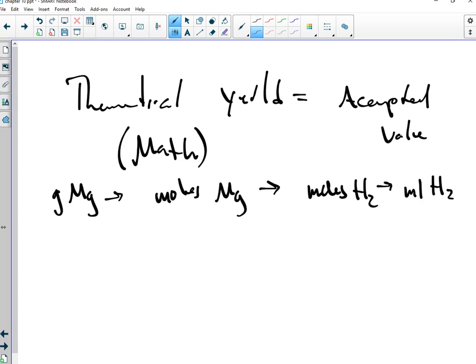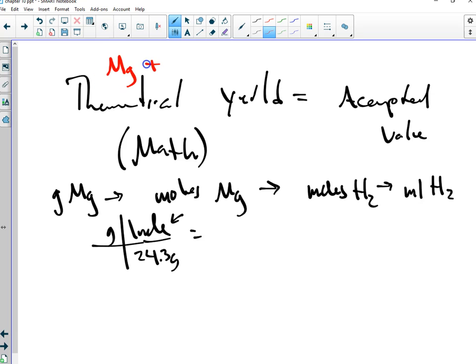So to go from grams to moles, we just took the grams and used 24.3 grams per 1 mole, and that put it in moles. Are we okay with that? Then to go from moles of one thing to moles of another, hopefully you will remember that requires a balanced equation: Mg plus HCl to MgCl2 plus H2. Now, when you balance this out, the only thing you need is a 2 right there. The rest were 1s.